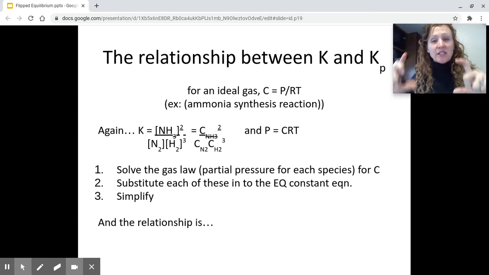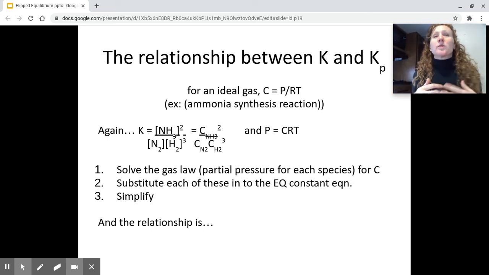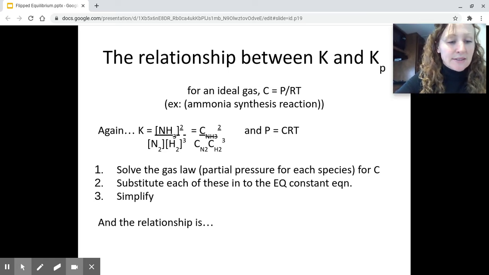Now, the equation looks very similar, right? We set the equation up the same way, but since we're substituting in numbers with different units, the values of K in terms of C and K in terms of P are going to be different. But like we saw with the ideal gas law, they're related, right? So if we're given one, is there a set relationship so that we can calculate the other? Well, let's take a look at that.